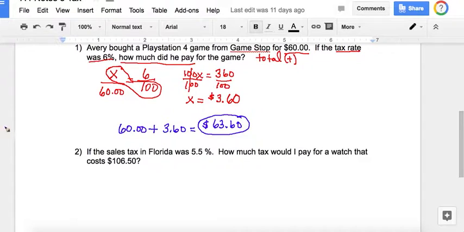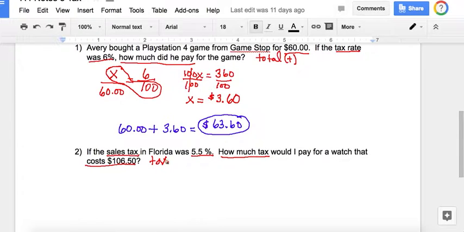Okay, let's look at number 2. Let me change my marker back here. Okay, if the sales tax in Florida was 5.5%, so underline sales tax and 5.5%, how much tax would I pay for a watch that costs $106.50? So what is this question asking me to find? How much tax? So it's just looking for the tax.